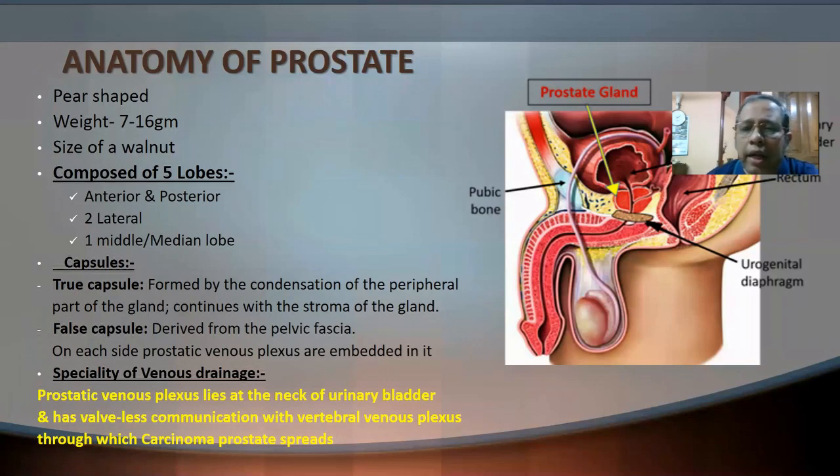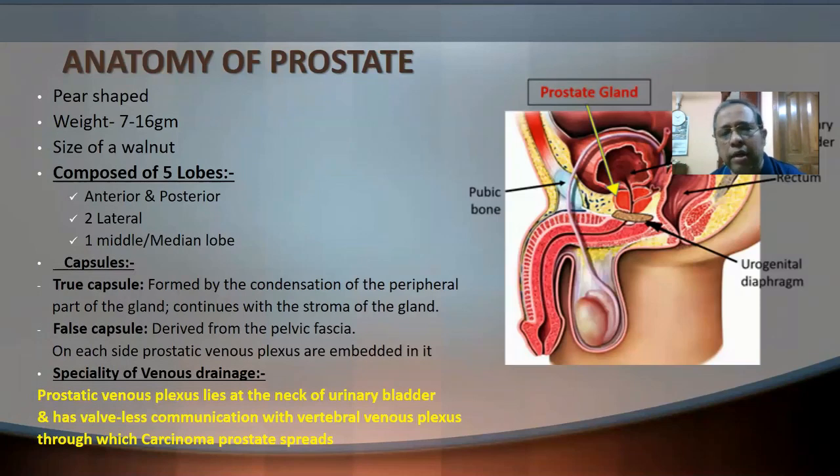It has a capsule, composed of a true capsule and a false capsule. The true capsule is formed by condensation of the peripheral part of the gland, continuous with the stroma of the gland, and the false capsule is derived from pelvic fascia. On each side, prostatic venous plexus are embedded in it. A speciality of venous drainage is that the prostatic venous plexus lies at the neck of the urinary bladder and has valveless communication with the vertebral venous plexus, through which, in case of carcinoma of prostate, it spreads.